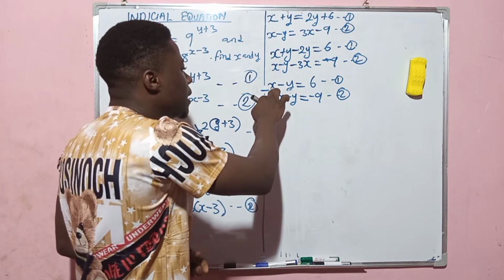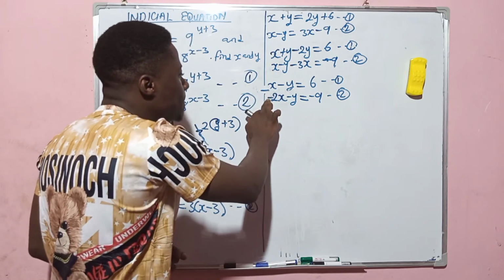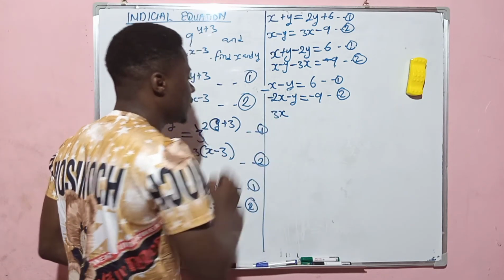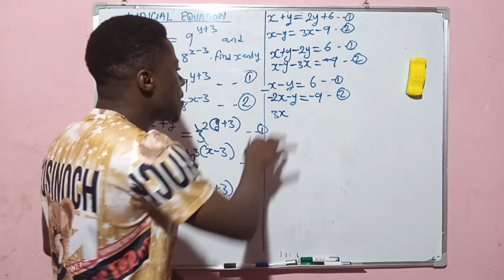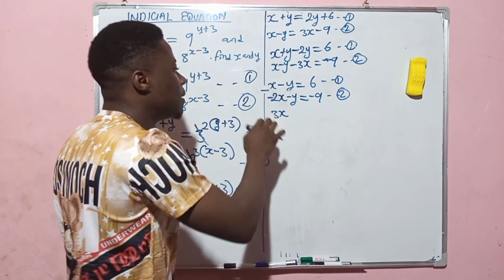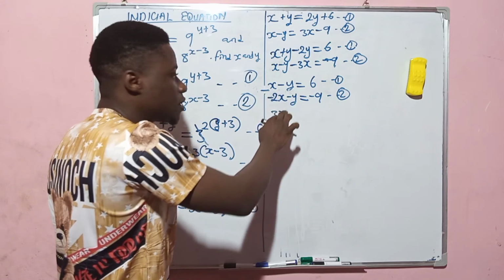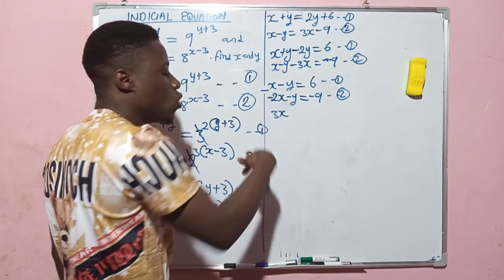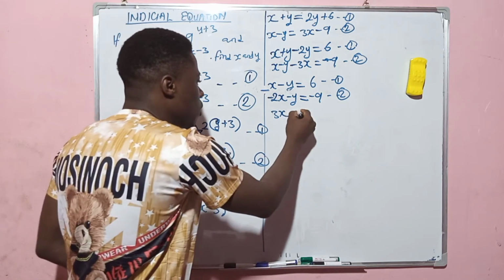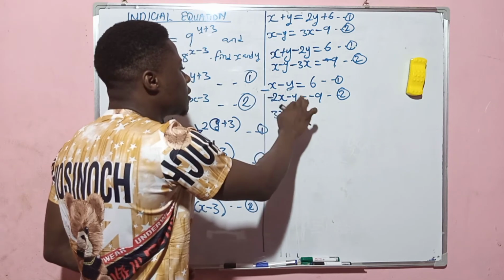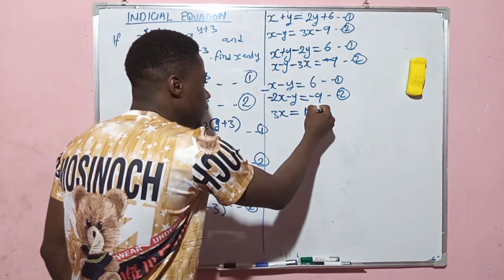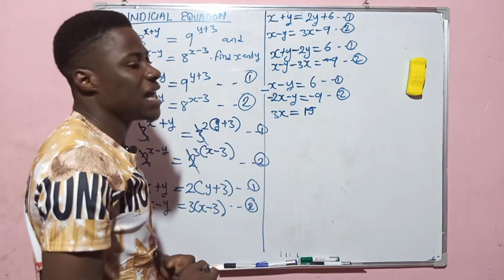When we do that, x minus minus 2x will automatically give me what? 3x. Exactly. Then minus y minus minus y. Minus minus will automatically give me plus. Then minus y plus y will automatically give me 0. So y has been eliminated in this case, which equals 6 minus minus 9 will automatically give me 15. I'm having this.